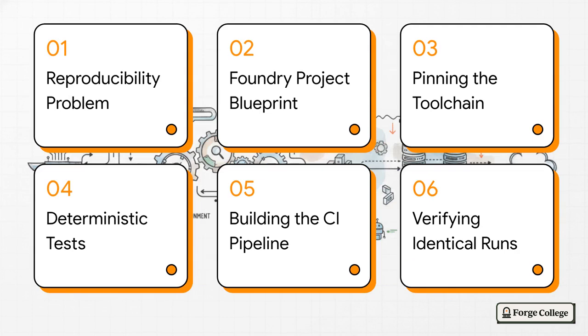So here's our agenda for today's explainer. 1. The reproducibility problem. 2. The blueprint of a Foundry project. 3. Pinning the toolchain. 4. Writing deterministic tests. 5. Building the CI pipeline. And 6. Verifying identical outputs. Basically, we're going to build a reproducibility machine, piece by piece.